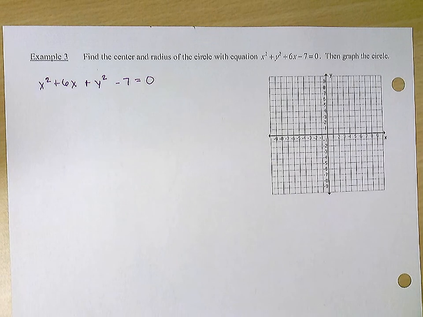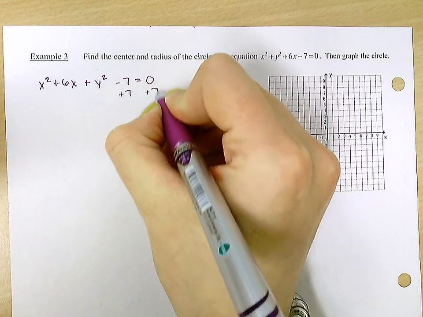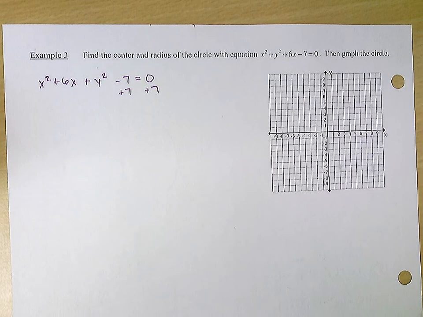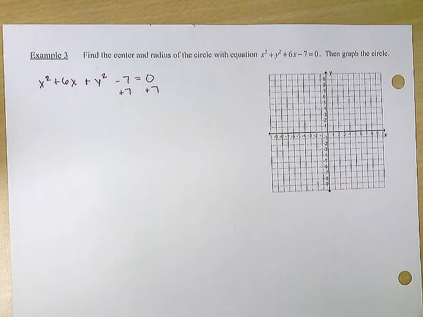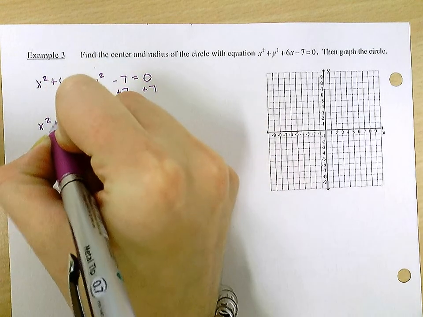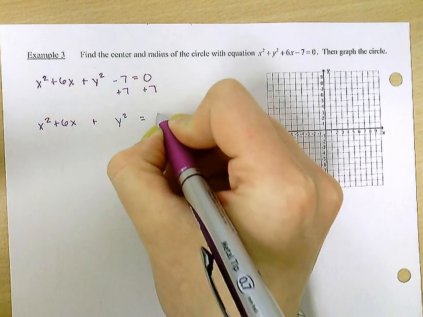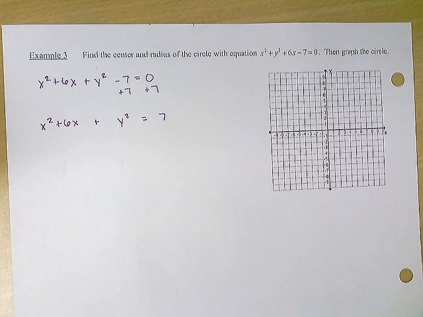So again, that constant that's on the left-hand side, I want to move that to the right. So I'm going to add 7 to both sides. Okay, so we just move that constant value, just the number without any variables, to the other side of the equation. So here I have x squared plus 6x plus y squared equals 7.